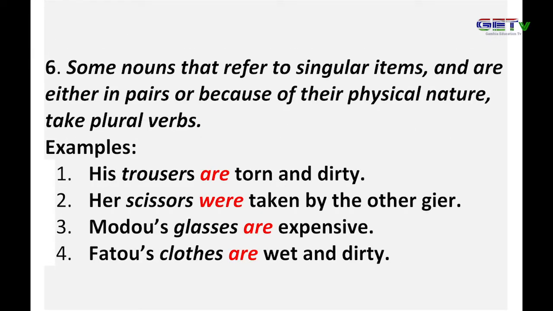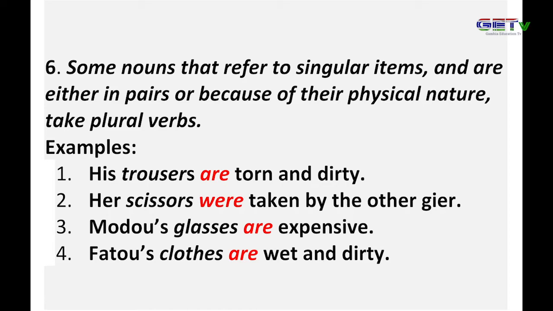We move on to rule number 6. Some nouns that refer to singular items and are either in pairs or because of their physical nature take plural verb. There are nouns that are always in pairs, in two. These nouns always take plural verb. We have the following example: trousers. We have scissors, always in pairs. Glasses, clothes. All these nouns take plural verb, even though it's one.